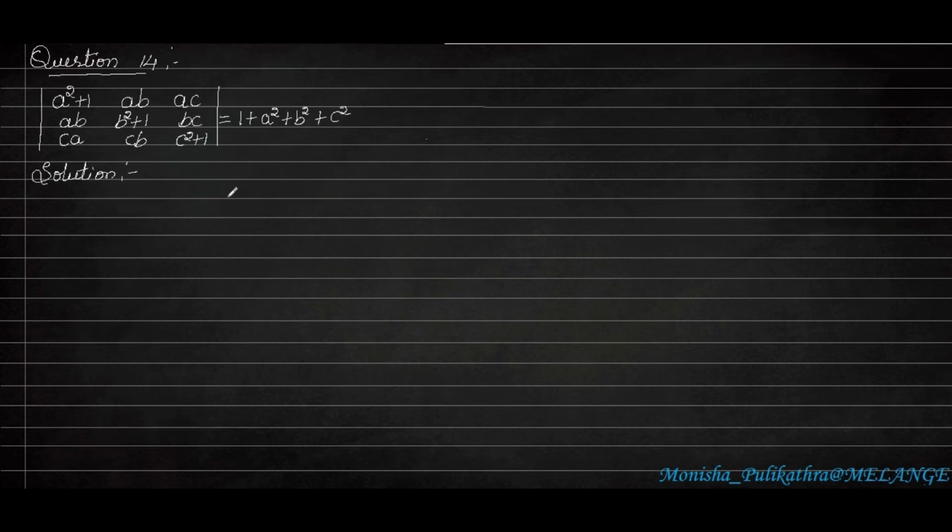So moving on to the 14th question. This is also a show that problem. So here first I will be taking the common factors a, b and c from row 1, row 2 and row 3 respectively. Okay, so taking a, b and c from row 1, row 2 and row 3 respectively.